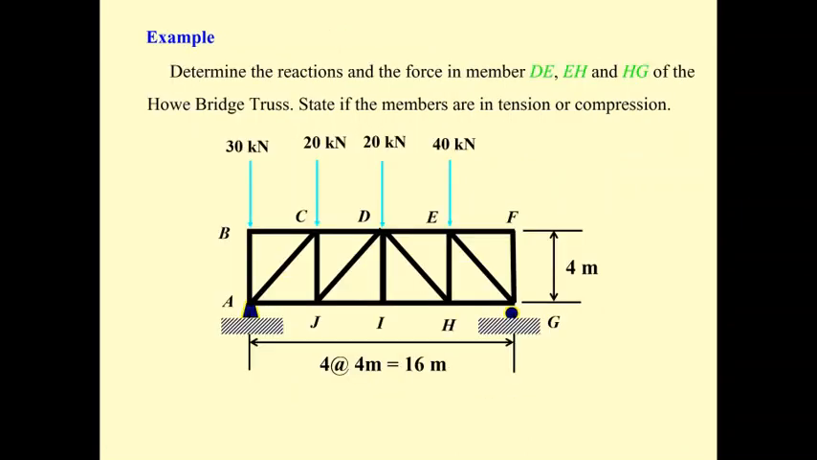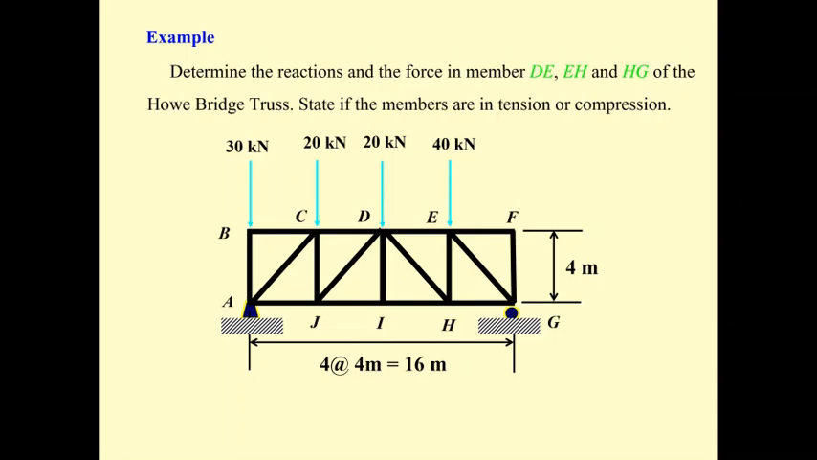Okay, let's come to the task. For the truss shown here, A is the pin and G is the roller. They ask us to find the reactions at A and G, and the forces in members DE, EH, and the others, which we will talk about later in the next chapter.